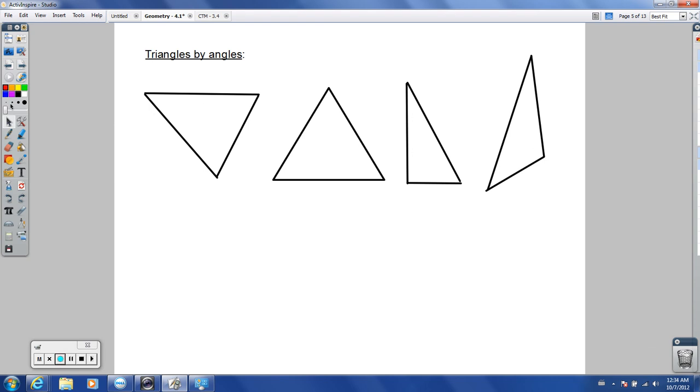So this one, you had all the angles being less than 90. This is an acute triangle. Because acute angles are all less than 90, so if all three are less than 90, then you have an acute triangle. This has three acute angles.